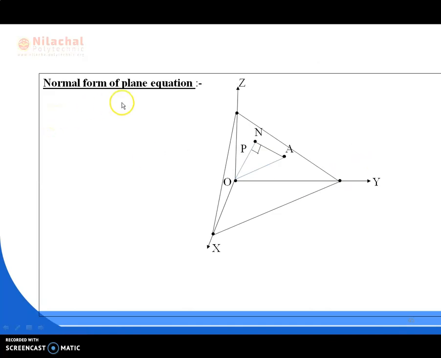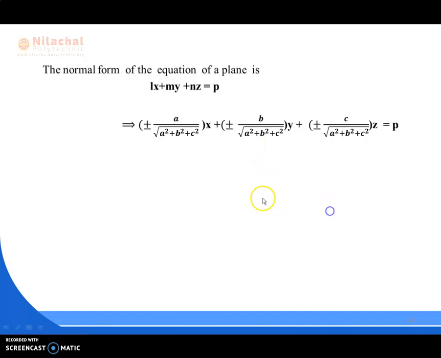Normal form of a plane equation. So this is the intercept point, and normal means perpendicular form. ON is the perpendicular distance from the origin to the plane, and A is the point. This is the perpendicular distance from the origin to the plane.